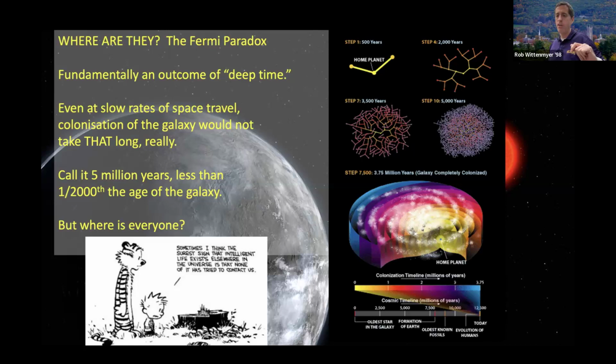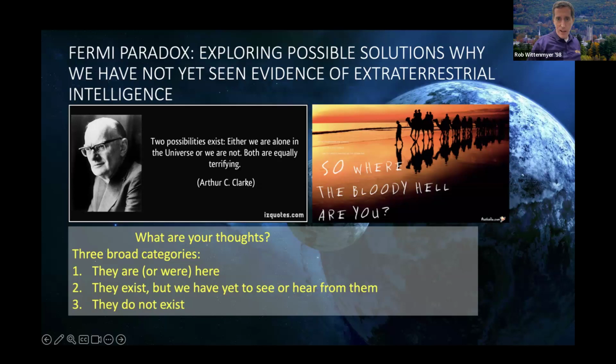So somebody must have done this. Where are they? Where are the aliens? That was the Fermi paradox. Where are they? So you can imagine a lot of possible solutions, thoughts about why we don't see any evidence of aliens yet. You know, we're alone or we're not. They're both terrifying, depending how you think about it.